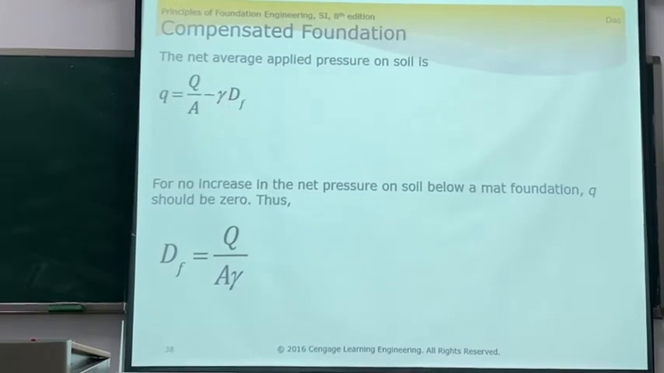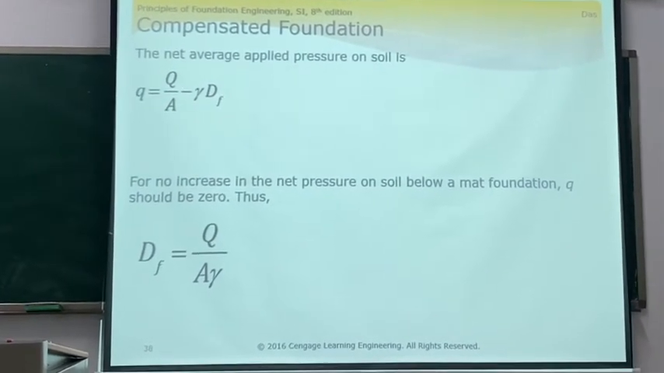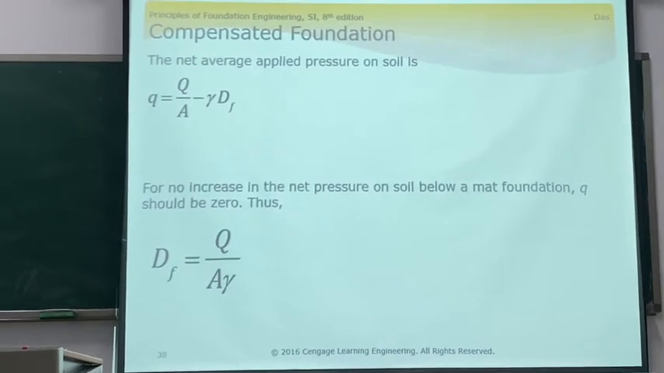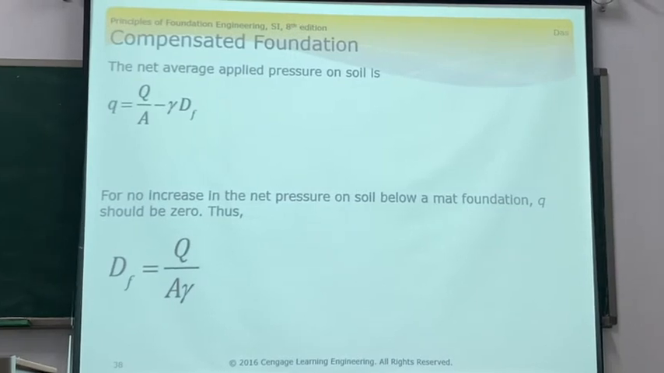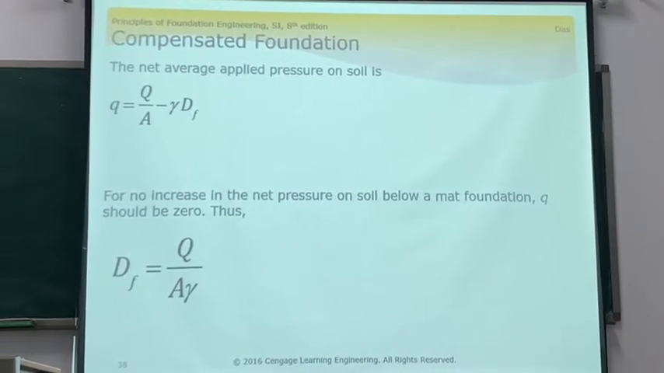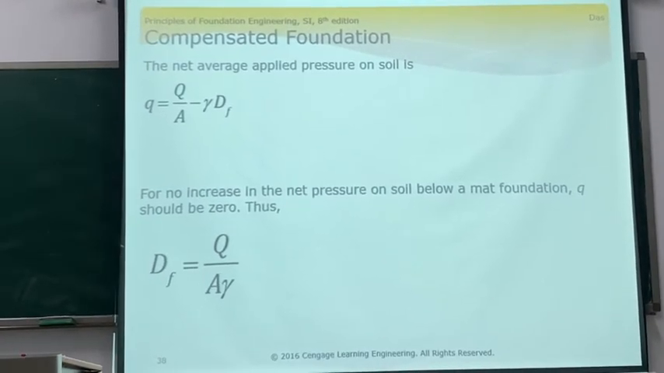gamma times dF. dF is the depth of the soil, the rate of the soil between the bottom of the foundation and the surface of the ground. Okay.